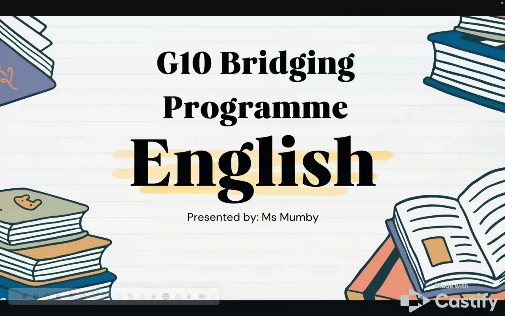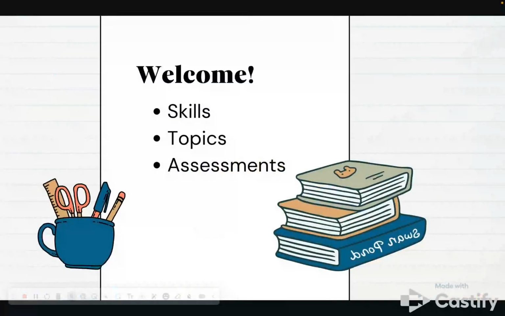I'm going to talk you through a few of the things that you might need to know for the Grade 10 English Bridging Programme. These things include some of the skills, topics and assessments that you may encounter in the G10 English Bridging Programme. It is not exhaustive, but it will give you an overview of some of the key areas that we look at. I will talk to you about the skills required for the course, the topics that we cover, and examples of assessments.